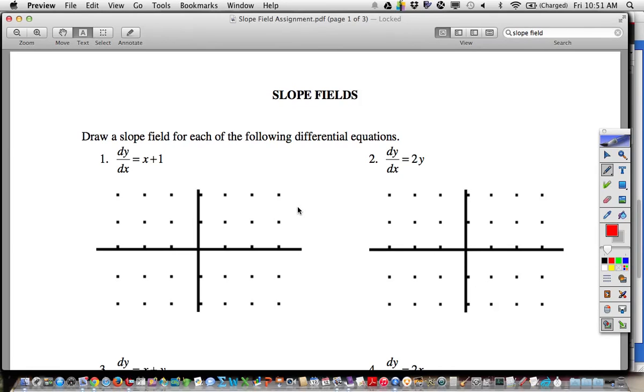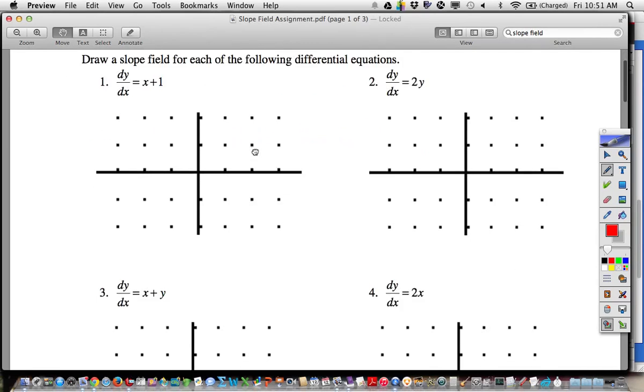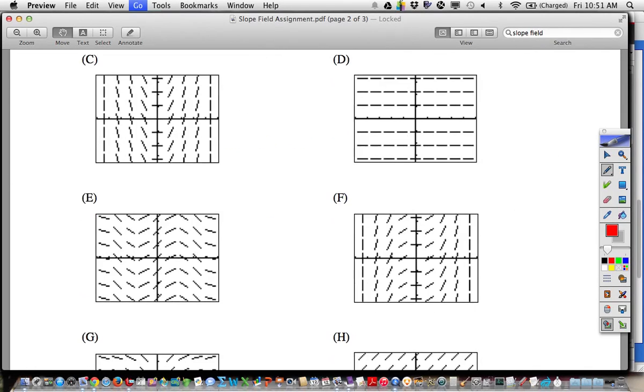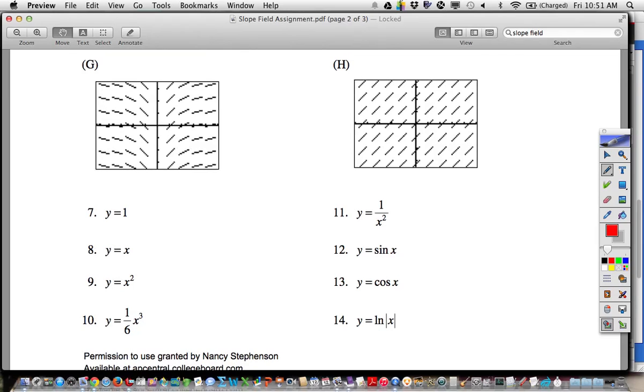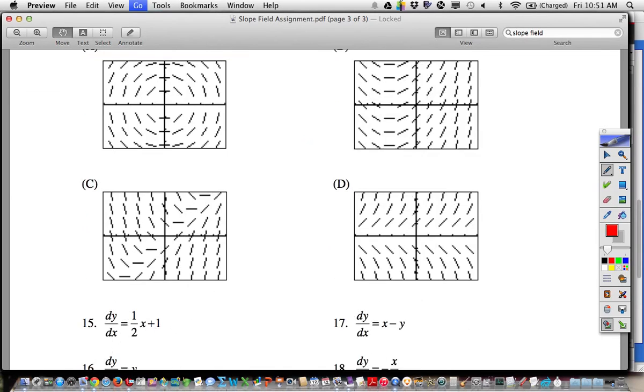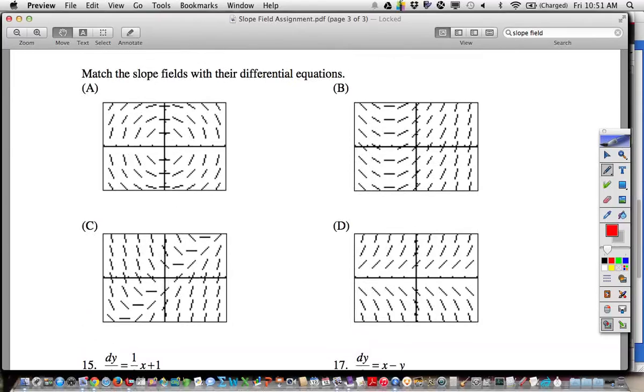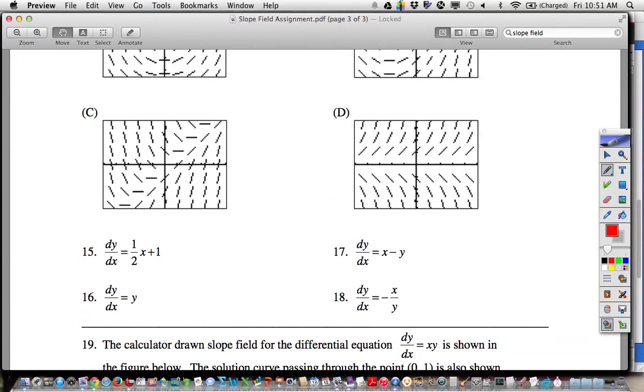All right, so on this worksheet, it says draw the slope field, which we'll come back to in a second. The second page is a matching, which is kind of different, and I'll explain it in a second. The last page is a matching like we're used to doing. You've got the differential equations down here. Notice it says dy dx, but that's the same as what? dy dx is the same as y prime, right? So the differential equations are given to you as dy dx instead of y prime.